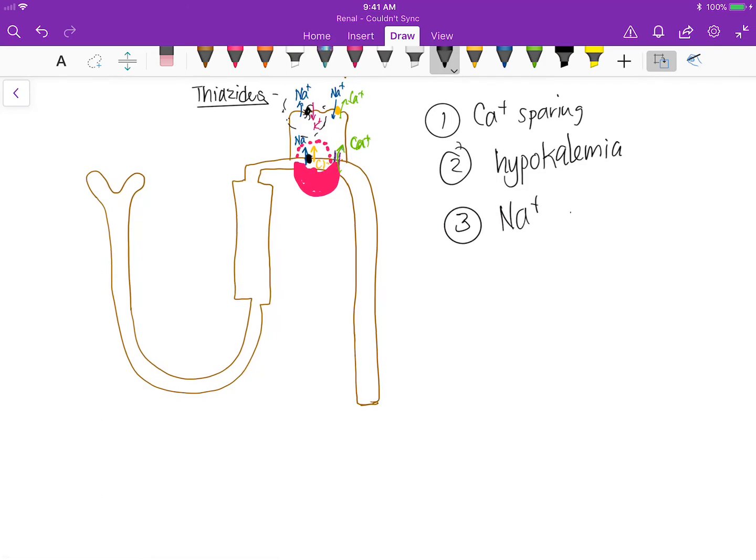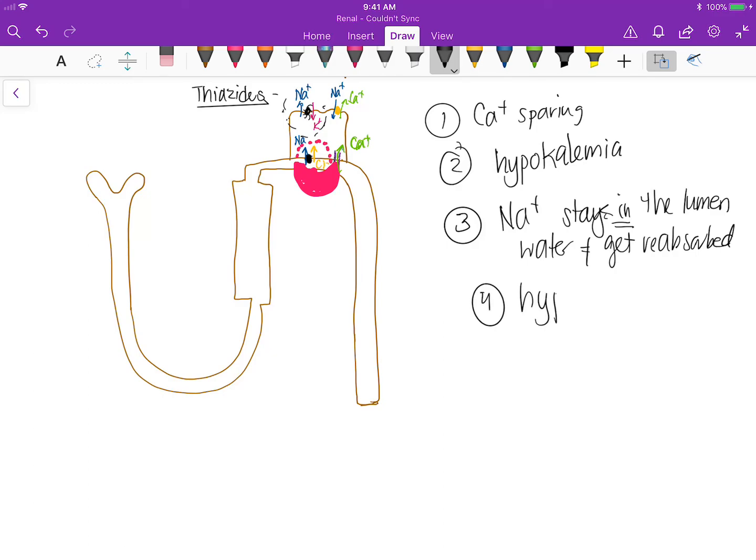the sodium stays in the lumen. Water stays in. Water doesn't get reabsorbed. Maybe my terminology is confusing. When I say stay in, I mean it gets wasted. Water doesn't get reabsorbed, and you can get hyponatremia.